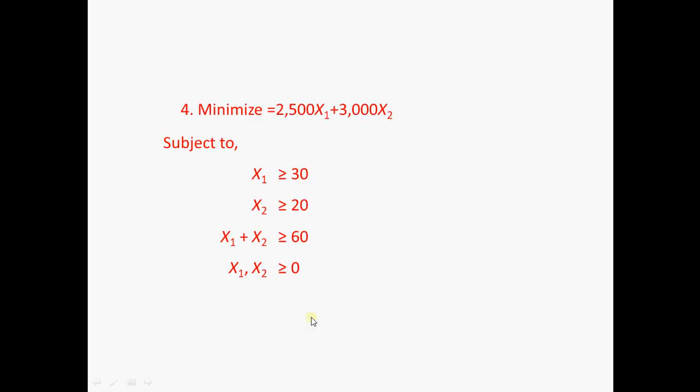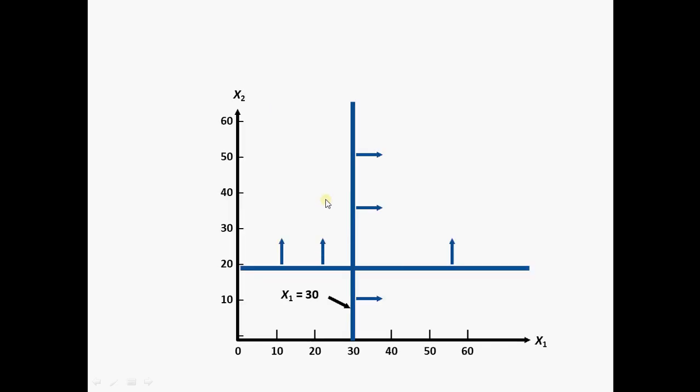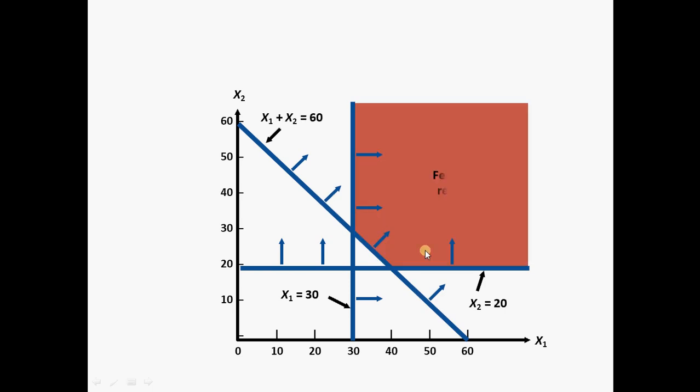Fine. Now let us see one more problem of the same type. Minimize Z equal to 2500 x1 plus 3000 x2 subject to some constraints. Like this, because it is given upwards. Why you have shown the arrows upwards means the constraint type is like this, greater than or equal. This is also like that.